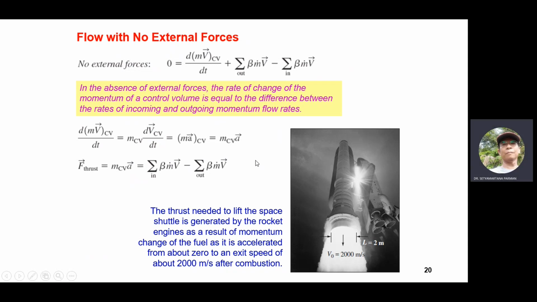So an application of this relation is, for example, the rocket. The thrust needed to lift the space shuttle is generated by the rocket engines as a result of the momentum change of the fuel as it is accelerated from about 0 to an exit speed of about 2000 meters per second after combustion.